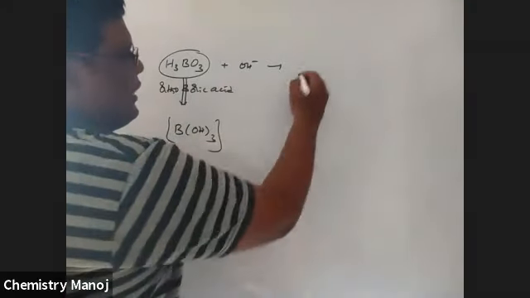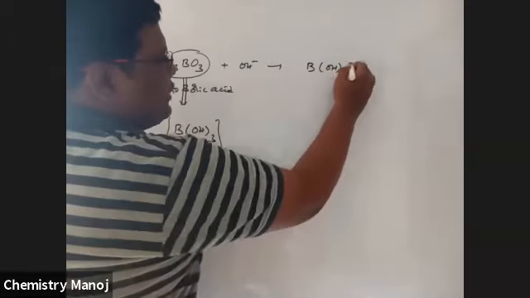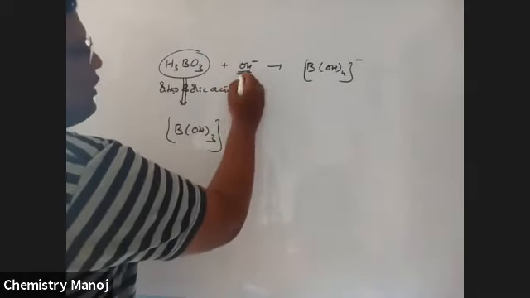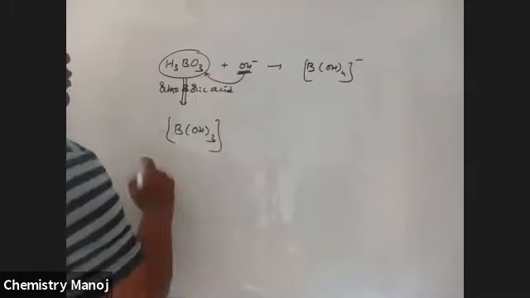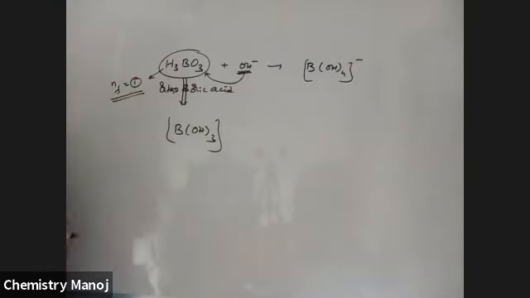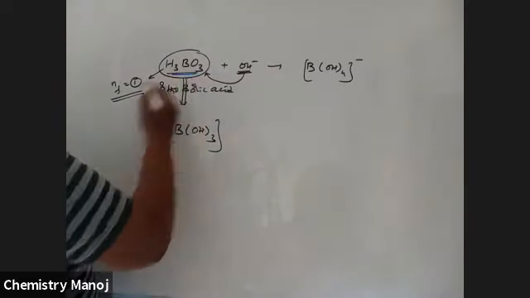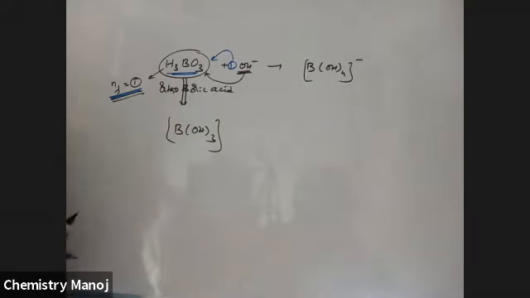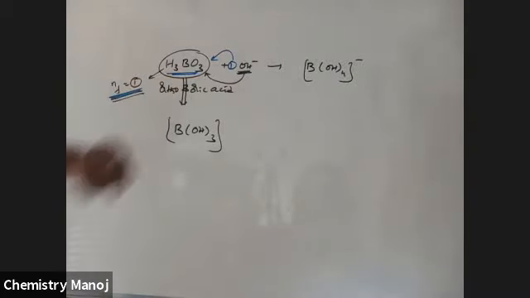That combines with OH minus to give B(OH)4 minus ion. How many moles of OH minus ions are involved in the reaction with this one? Only 1 OH minus ion. Therefore, its n factor is equal to 1, because it accepts only 1 OH minus ion. If 2 OH minus ions are accepted, that is n factor 2. If 3 OH minus ions are accepted, that is n factor 3. In this case, only 1 OH minus ion is accepted, so n factor is 1 only.